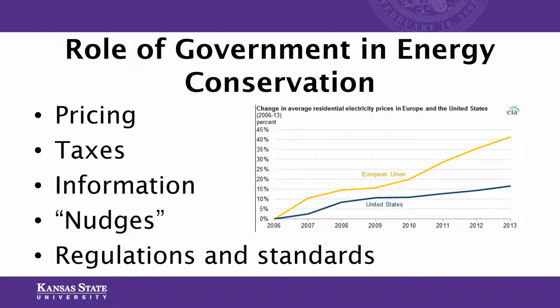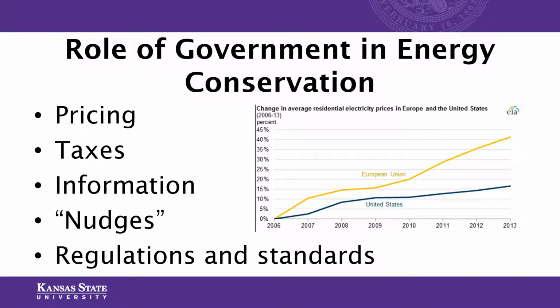And a lot of that increase is going towards taxes so that the EU governments have tax money to invest in energy conservation and renewable energy development, whereas the United States has really just increased at a little bit higher than the rate of inflation, quite frankly. So economists would argue that one of the best things that we could do to increase energy conservation is to increase the price of energy, how much it costs to buy electricity.